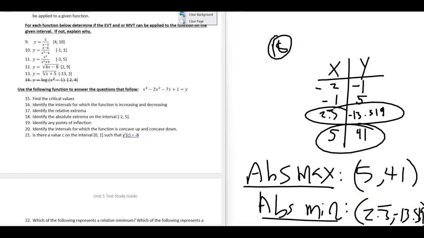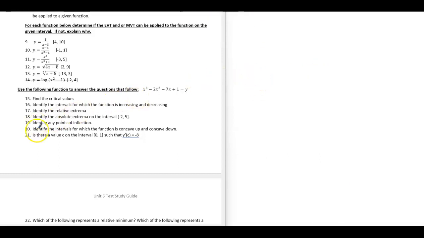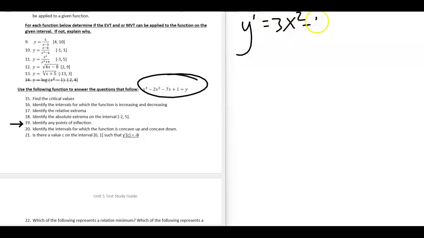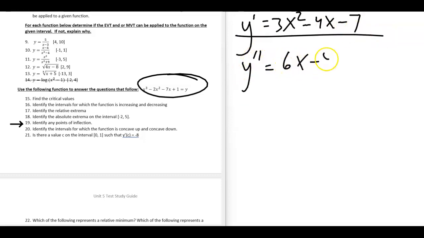Okay, let's go ahead and move on to number 19. Number 19 asks us to identify the points of inflection. So to do that, we have our function, we have our derivative, but to find points of inflection, you need to find your second derivative. So I'm going to take the derivative of my first derivative now to get 6x minus 4. And we're going to set that equal to 0.